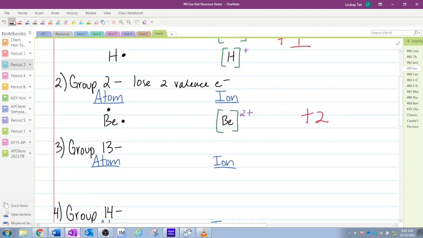All right, moving to group 13. Let's look at an atom of aluminum. An atom of aluminum, and if we were in group 13, that means we should have 3 valence electrons, 3 dots, 1 on each side.